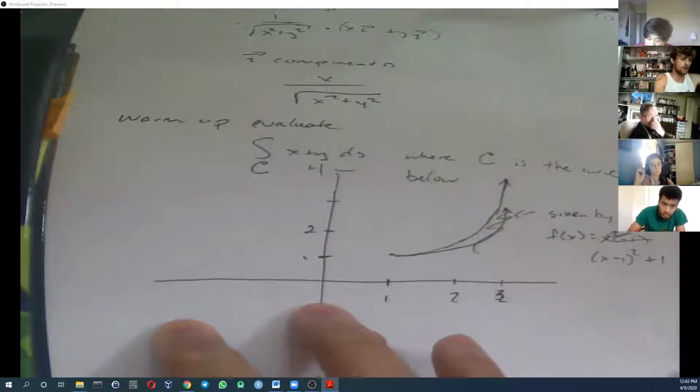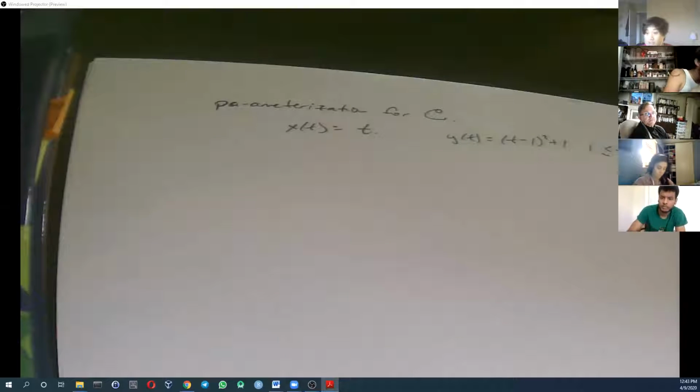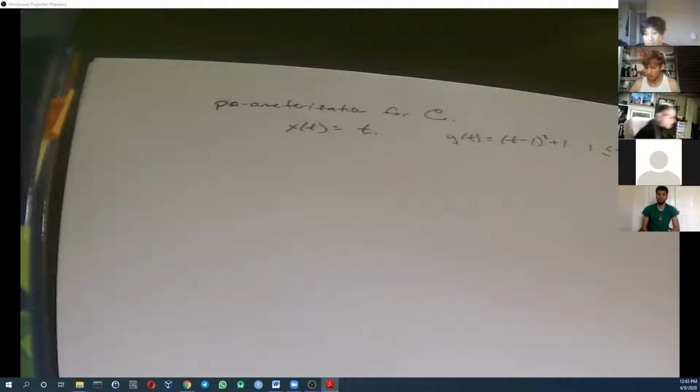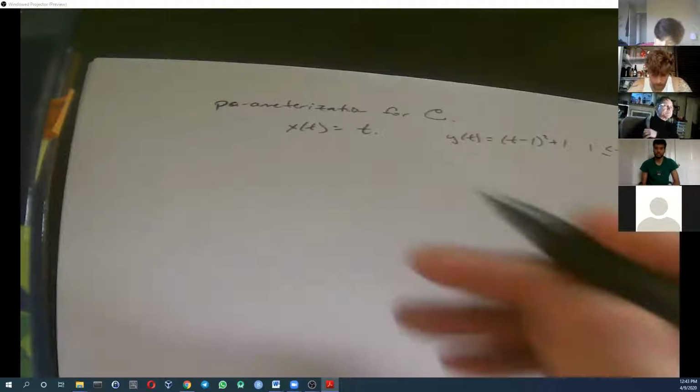So in this parameterization, we decided to have t go from 1 to 3 and not start at 0. We can pick t to go from whatever initial starting point and ending point I like. It's our choice of parameterization. So I've got a parameterization. Let's compute this line integral.